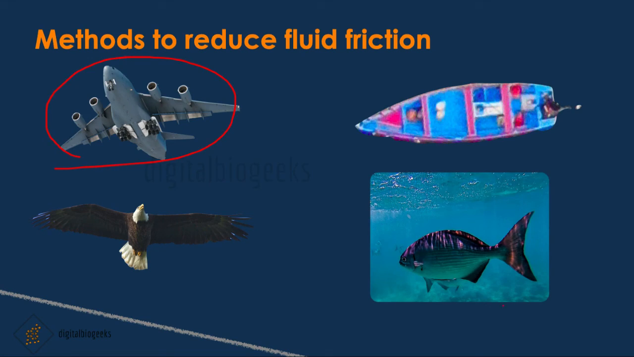And nature has given the fishes a streamlined body. Because of this streamlined body, the fishes can move or swim fast in the water. And the man-made boats and ships also have streamlined bodies to reduce the friction in water.